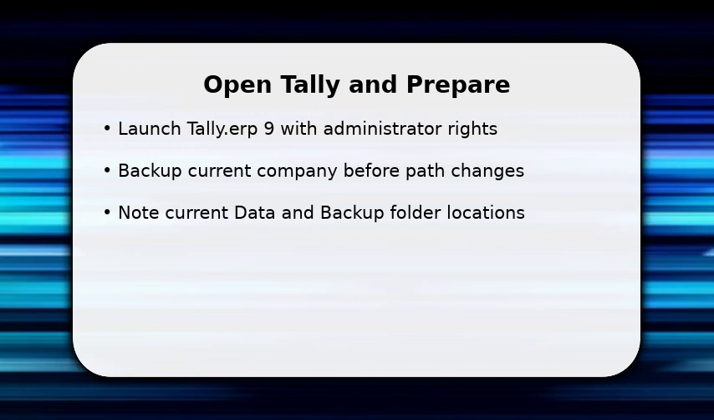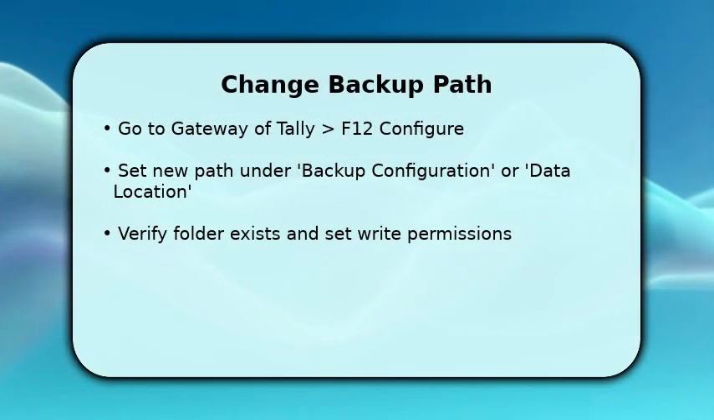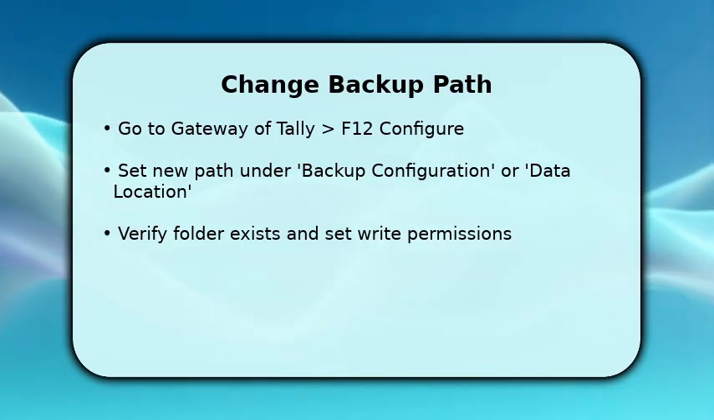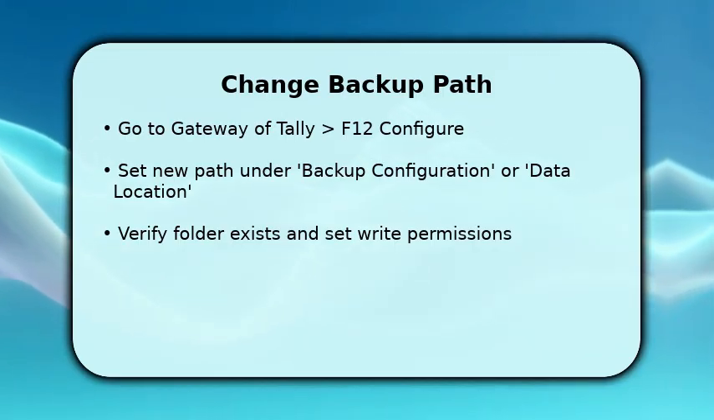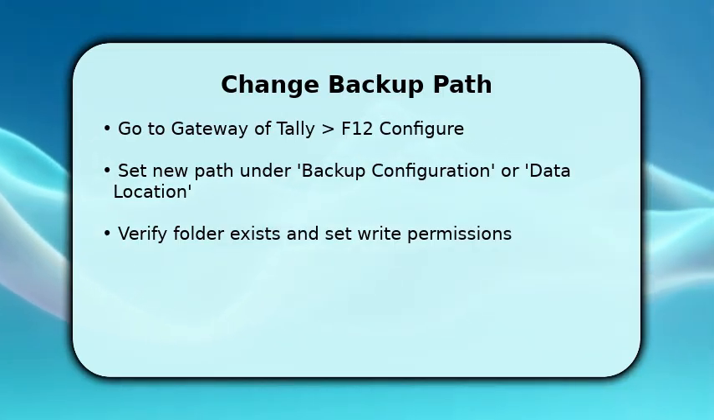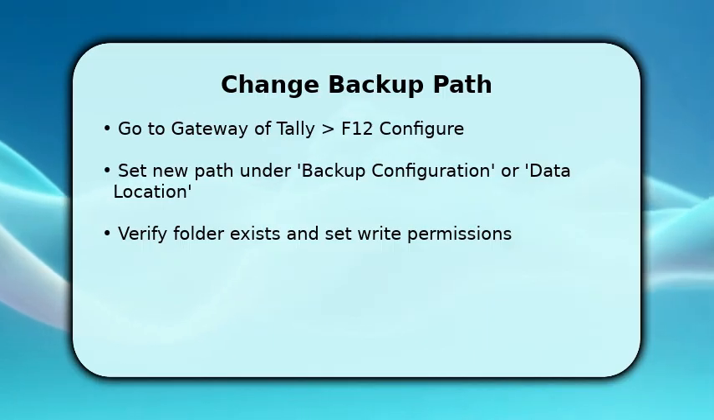You now change the backup path through Gateway of Tally into F12. Configure. This area adjusts file locations. Once inside, locate backup configuration or data location settings and enter the full new path using a mapped drive or UNC path, \\server name\backups as needed.